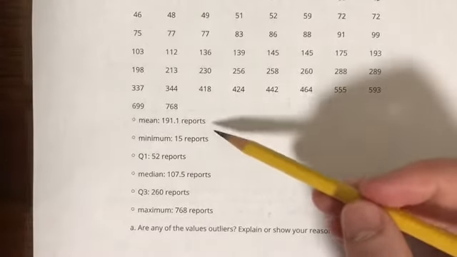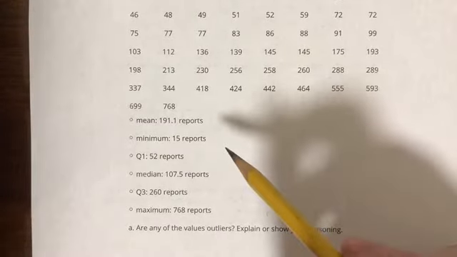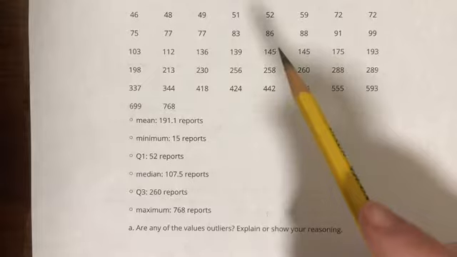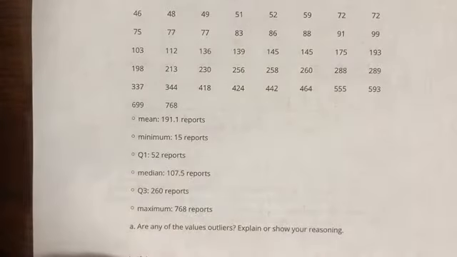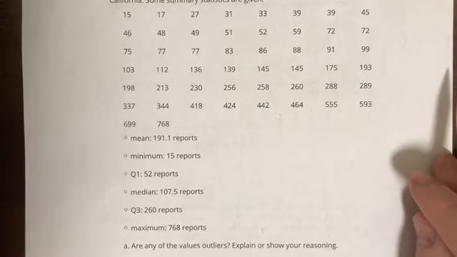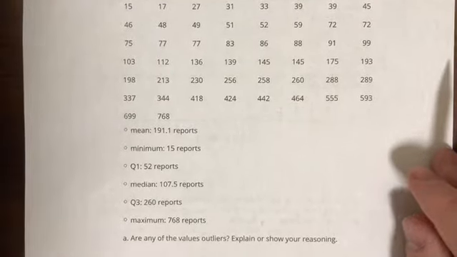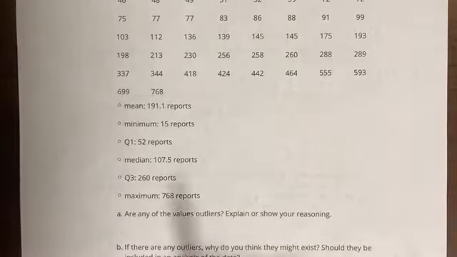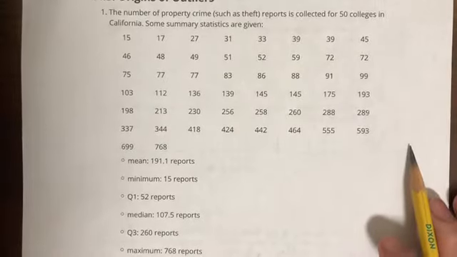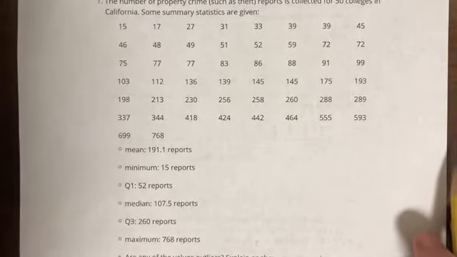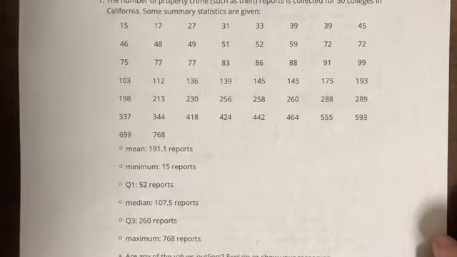However, they give us the 5-number summary plus the mean. They didn't give us the standard deviation, so that's unfortunate, but it is what it is. All right, are any of the values outliers? Explain or show your reasoning. So using what we know about how to calculate an outlier, are there any values in this table that would be considered an outlier? Specifically, which ones?